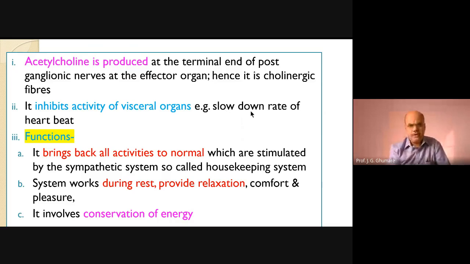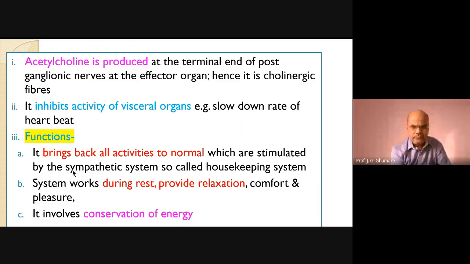Same example we'll take now. If this system gets activated, now both systems will not work together. They will work one by one. When this system gets activated, it will secrete acetylcholine on the heart, and by the activity of the acetylcholine, the heart rate will come to normal, or it will be brought down, remember. So what could be the function here? This will bring back the activity of the visceral organ to normal, because if the activity is increased by the sympathetic nervous system, it will be brought down to normal by the parasympathetic.